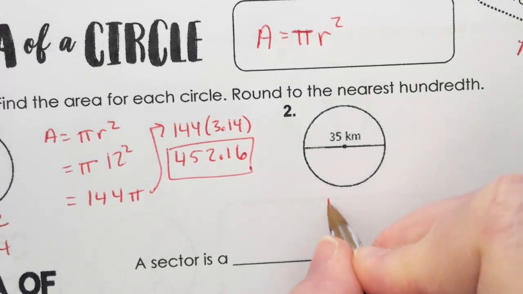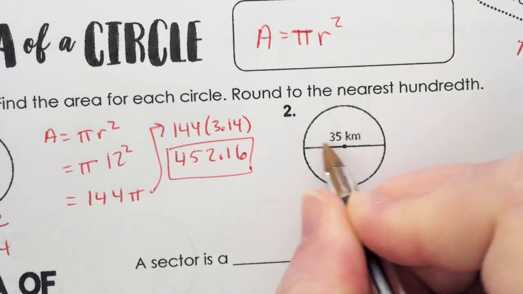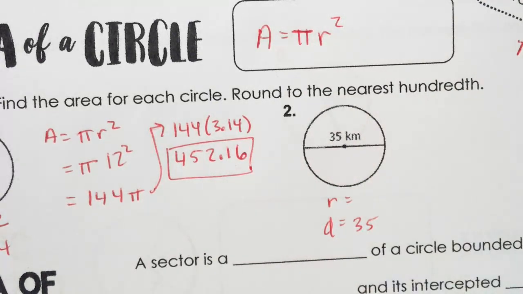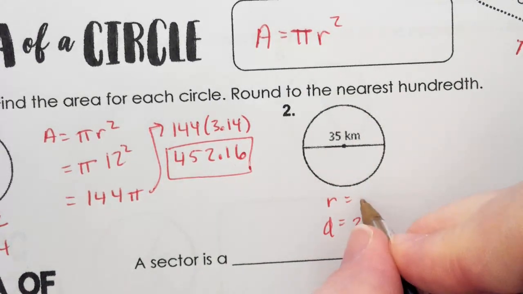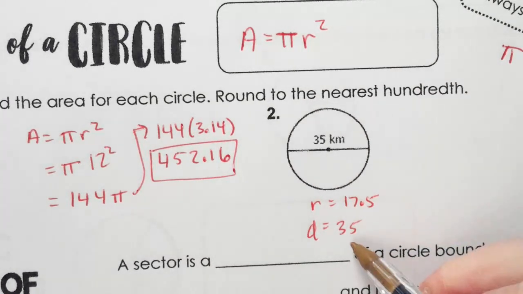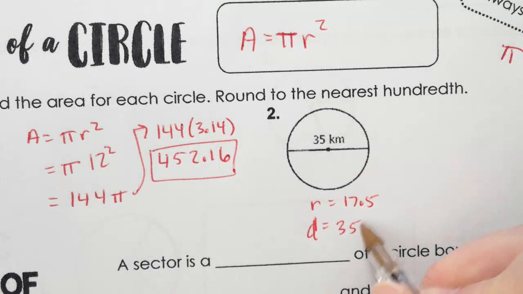All right, on this one, radius and diameter. So 35 is all the way across, so that is the diameter. 35 divided by 2 would give us 17.5, and that would be our radius. So how did we get from here to here? We just divided by 2.